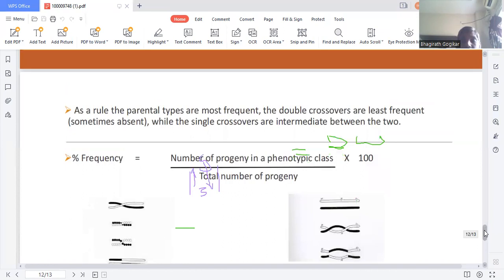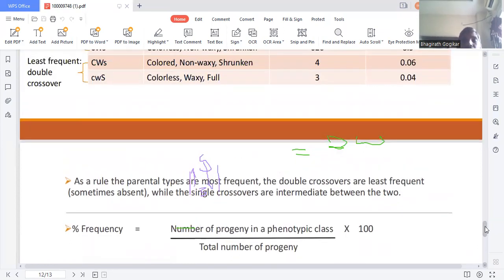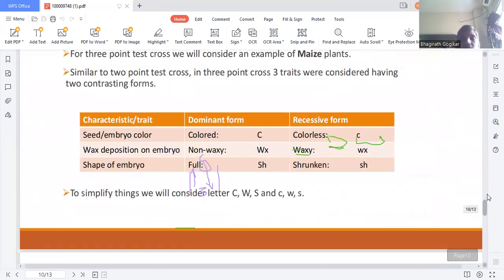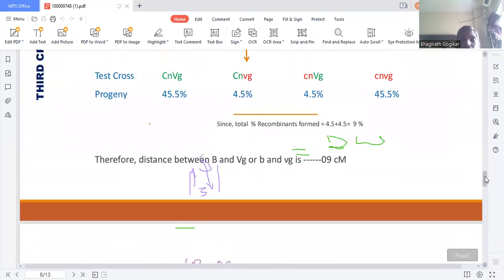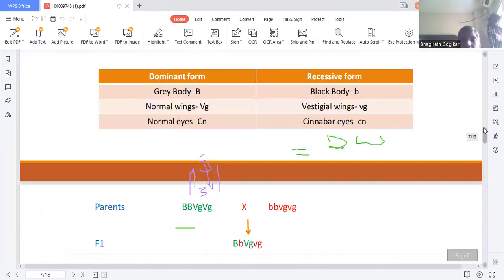For example, in a PG entrance examination, the frequency or percentage of crossing over between A and B is 20. What is the distance between the A and B genes? Simply answer: 20 map units, or 20 Morgans, like that you can say immediately.